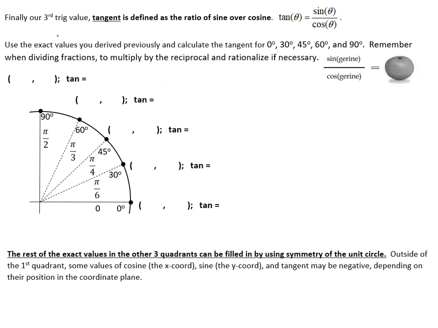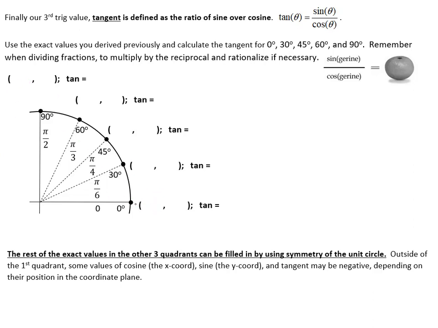Our last trig value, tangent, is actually defined as the ratio of sine over cosine. So this comes up enough that we need a third trig function. So use the exact values we derived to come up with our tangent values in the first quadrant for 0, 30, 45, 60, and 90 degrees. And here's a nice picture for you. Sine gerine over cosine gerine is tangerine. Ha ha ha. Okay, so don't forget, if we are dividing by fractions, we will multiply by the reciprocal, and we shouldn't leave radicals in the denominator.